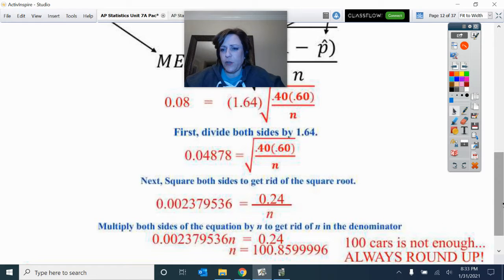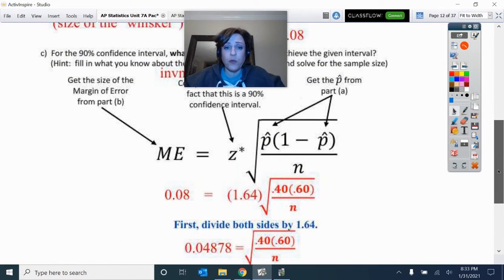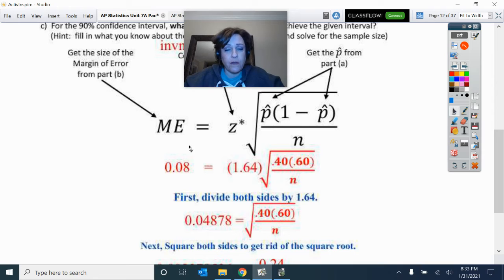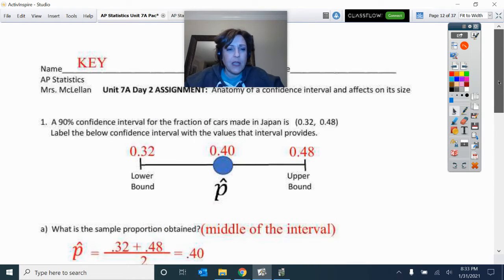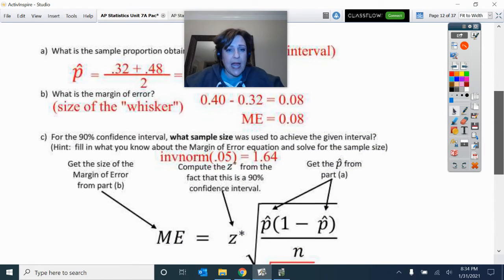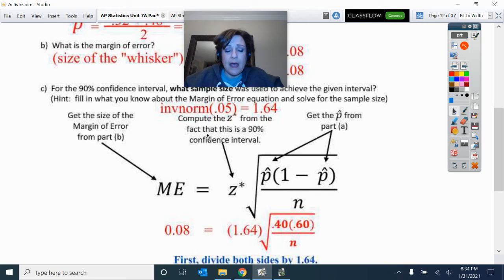All right, so what I want to do is take you slowly through the algebra to solve for a sample size if you are trying to meet the criteria of a particular size margin of error with a certain confidence level. So this is the first problem on our assignment for day 2, Unit 7A, where we were asked to be 90% confident.